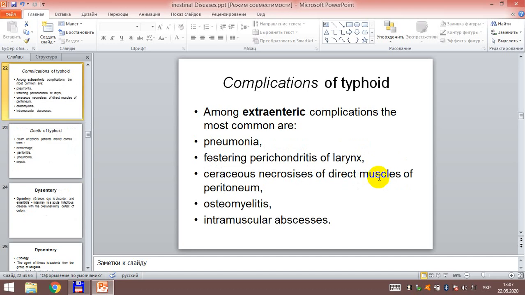Also, continue complications of typhoid. Among extraenteric complications, the most common are pneumonia, festering perichondritis of larynx, serous necrosis of rectus muscle of peritoneum, osteomyelitis, intramuscular abscesses.